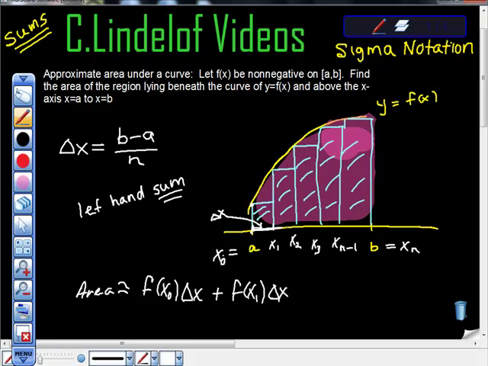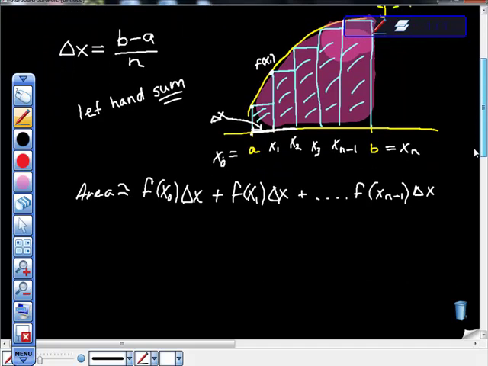This base right here is change in x. We need base times height to get the area. The height is this height right here, and that's the height at f of x sub 1, isn't it? Plus all the other ones, all the way to the last rectangle, which has a height of f of x sub n minus 1, times change in x. This is really important for a left-hand sum because we're not using this height here. We're using where it touches the curve here, right? So this is our left-hand sum.